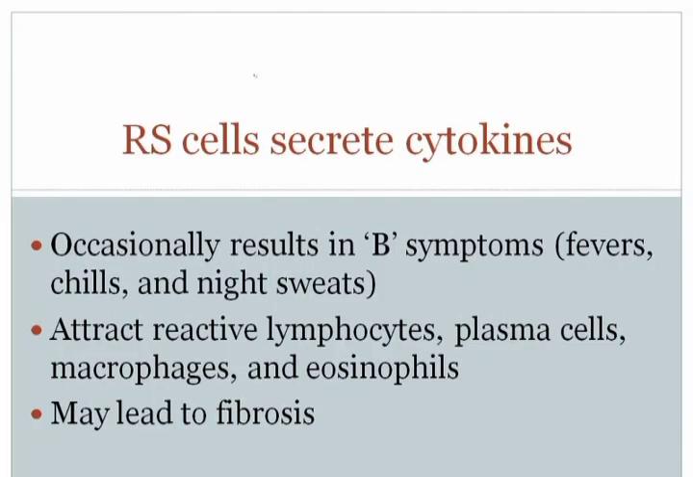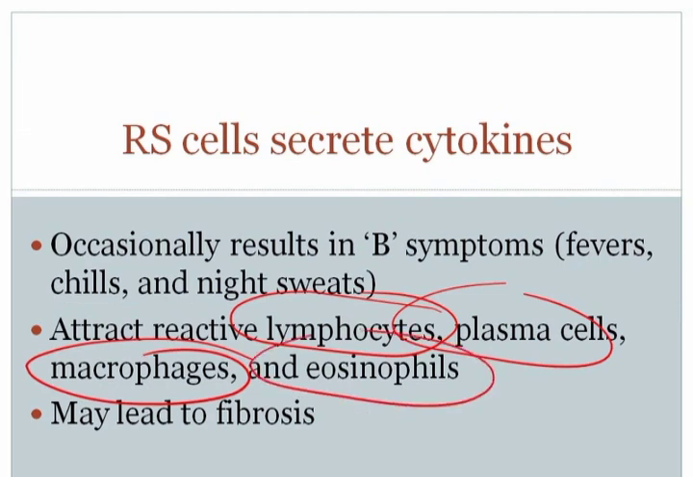Now, the Reed-Sternberg cells secrete cytokines, and that's going to result in a few things. Number one, a subset of these patients can present with B symptoms. B symptoms are like fever, chills, and night sweats, and it's actually due to the cytokines being produced by the Reed-Sternberg cells. In addition, those cytokines are going to attract lymphocytes, plasma cells, macrophages, and eosinophils, which are then going to cause the actual mass to form. So the bulk of the tumor, the bulk of the mass in this disorder is actually reactive cells. Also, fibrosis may be present, and you'll see why that's important in a moment.